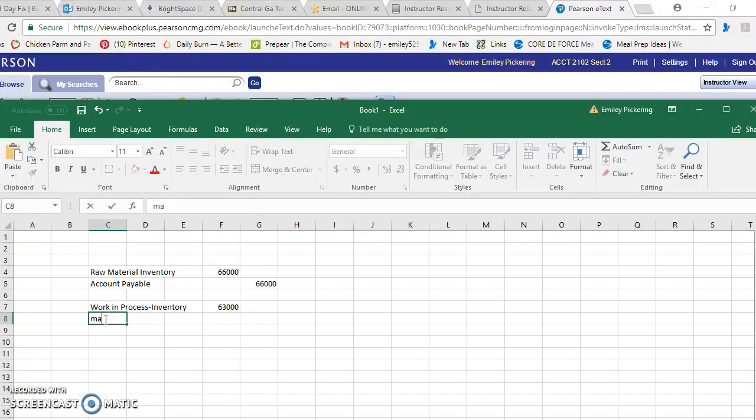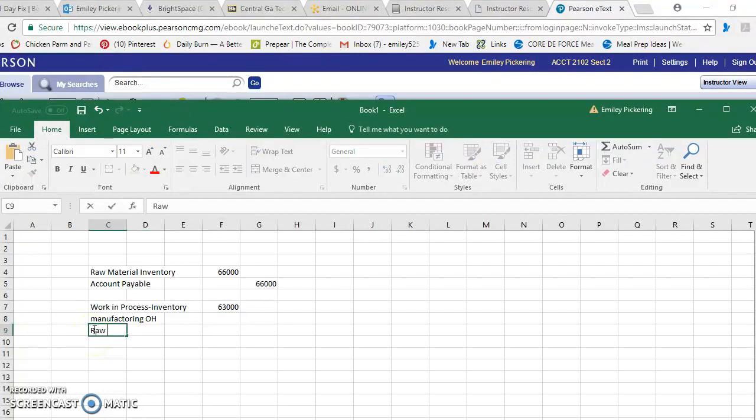Now, the next one is going to be manufacturing overhead. And let me explain that for a second. Manufacturing overhead are any of the indirect materials that you are going to be using. So if it's a direct material like this canvas, you're just going to put it in work in process. If it's indirect, like oil, then you're going to put it in manufacturing overhead. So again, direct, easy to count. You know exactly how many you're using. Direct material, it goes in work in process. Indirect material, not so easy to count. It goes into manufacturing overhead.